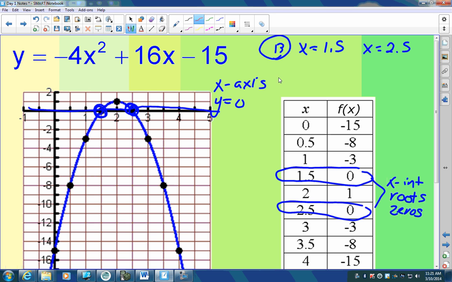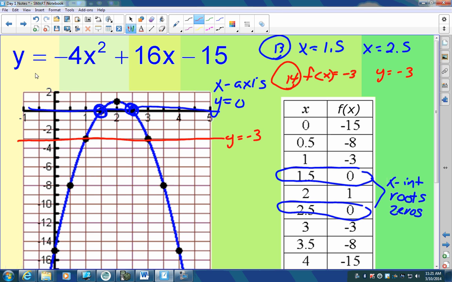Number 14 now on your paper says, slide your pencil so that it models the equation f of x equals -3. Guys, that means y equals -3. We're going to go to that line of y equals -3 right here, and you're going to draw a horizontal line. Y equals -3.